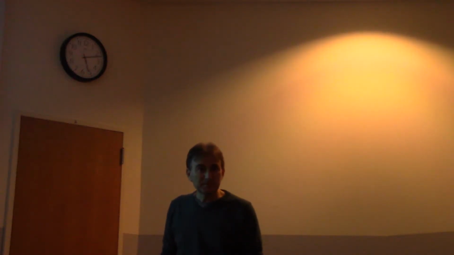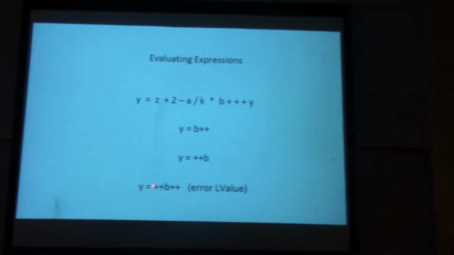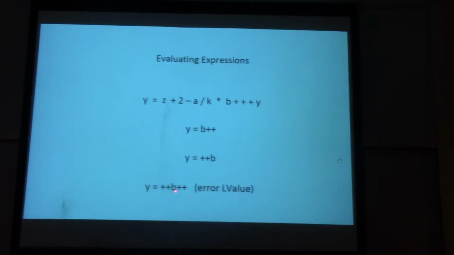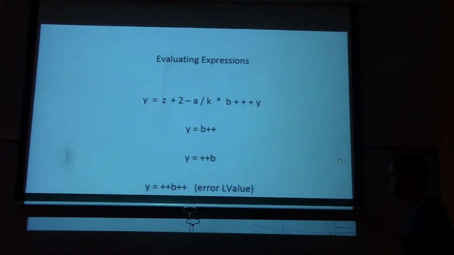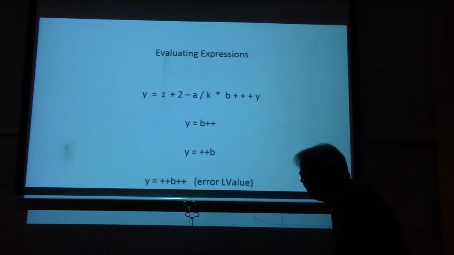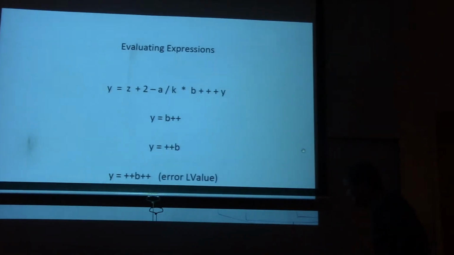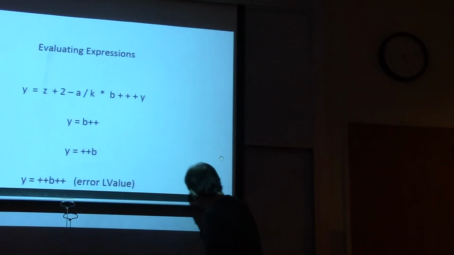Are you with me? Okay, so now if we have y equal to ++b++, the reason I'm calling it an error is not because the runtime system is going to have a problem with it. The compiler is not going to pass this. This is not a legal expression. Let's see if we can make some kind of sense out of that expression. So in this expression, what we have, y equal to b plus, let's see if I can just do it here. You guys tell me if you can see it.